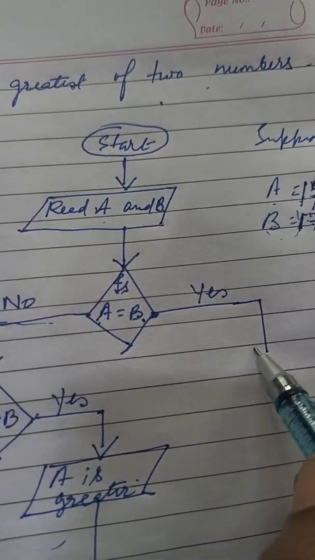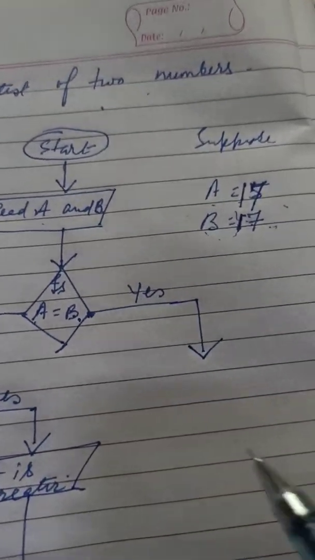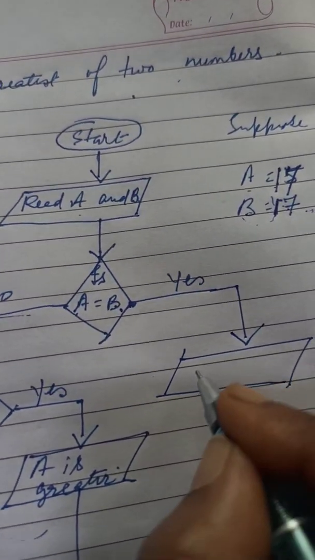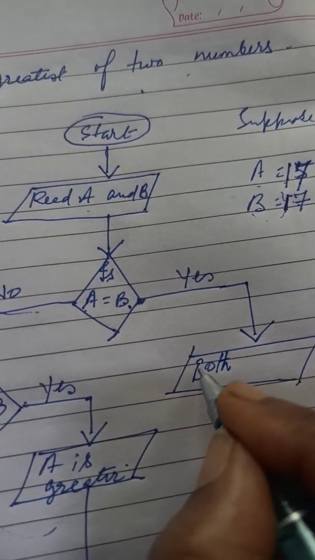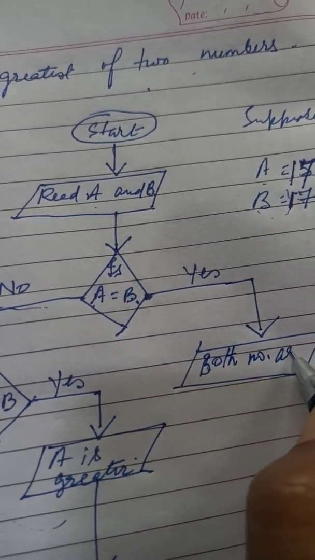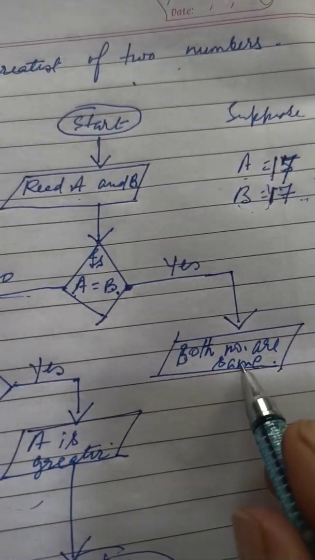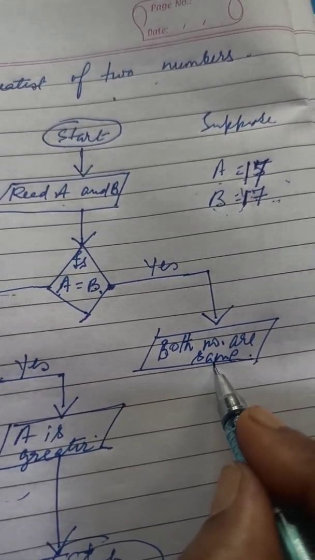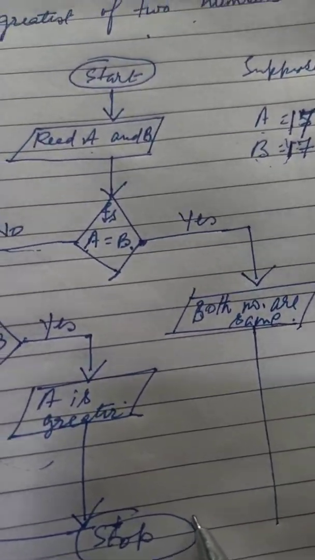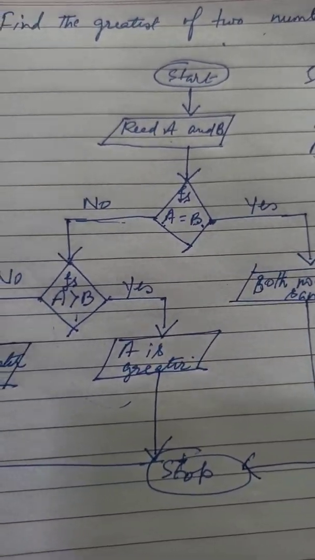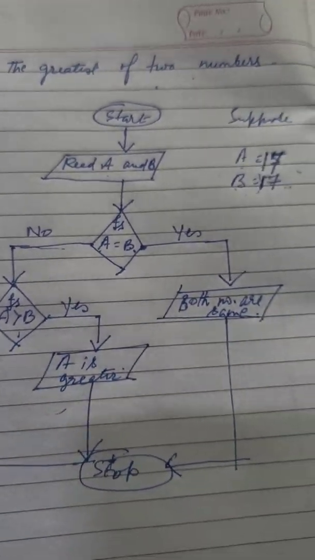In the yes part, when both the numbers are equal, then simply my output is what? You will print one output: that both numbers are same. And after getting the output, this will also simply be joined with the stop box. My program is clear. Okay.